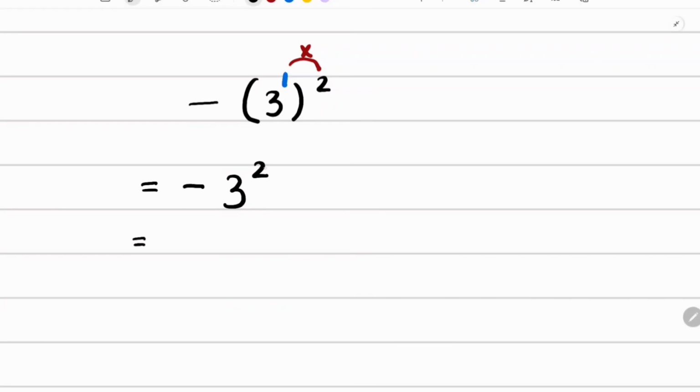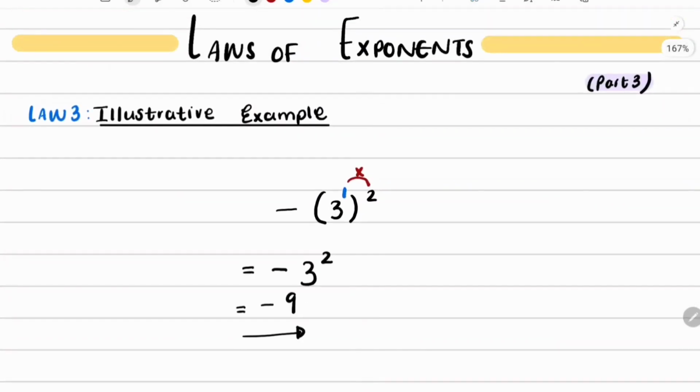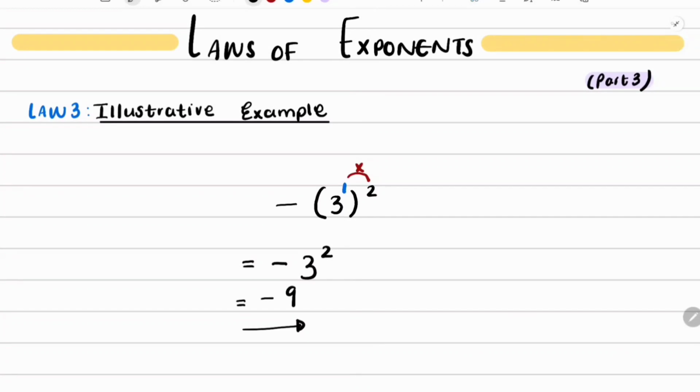And so now you can go ahead and simplify that. 3 to the power of 2 is 9. So we still have the negative in front as the coefficient, and then 3 squared is 9. And that would be our answer. Okay, so with that being said, we can get on with the next example.